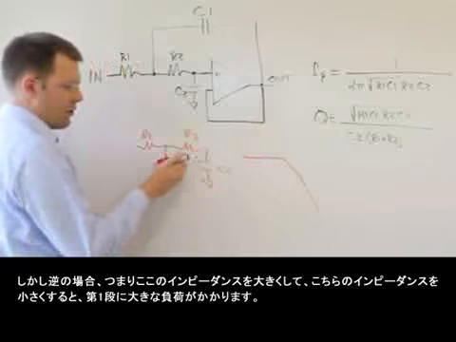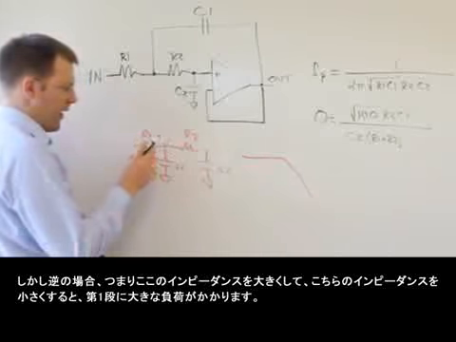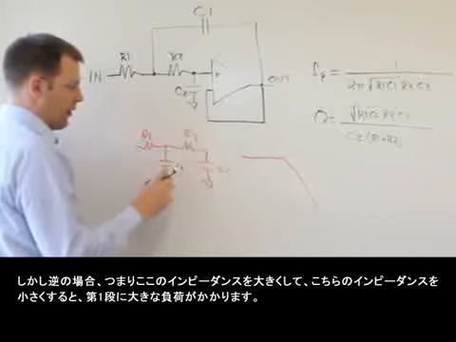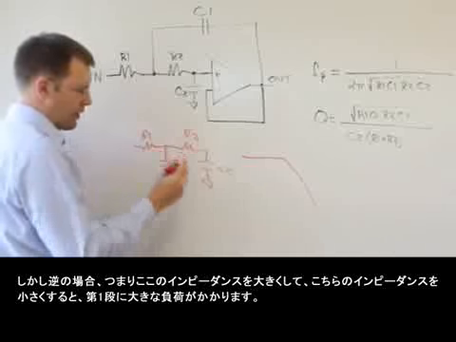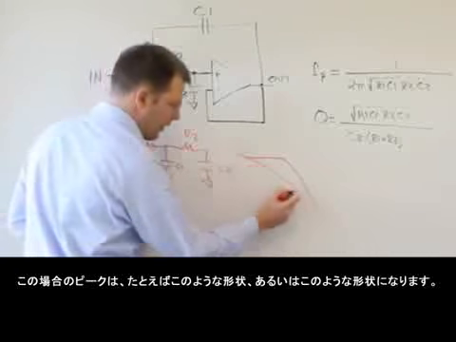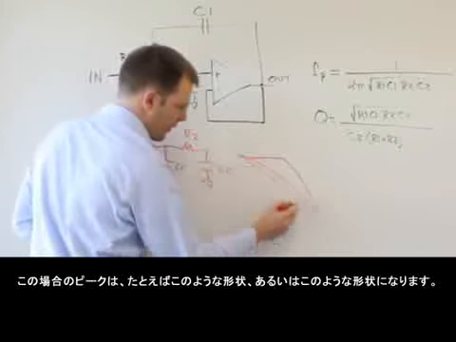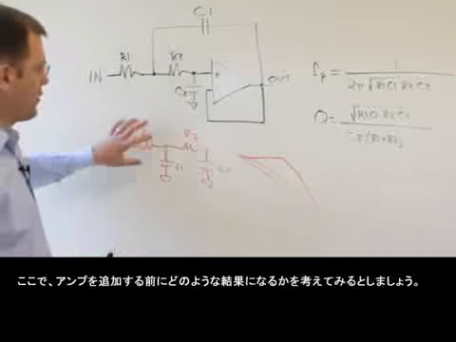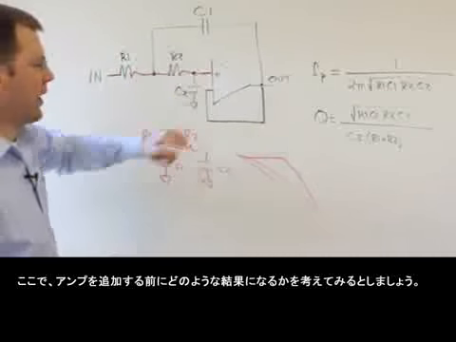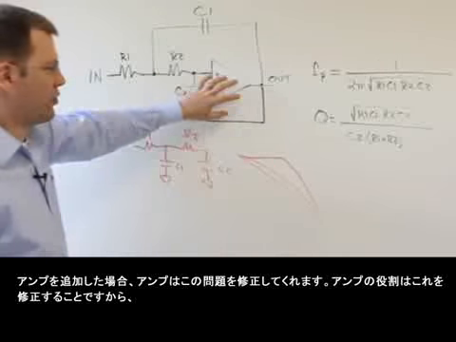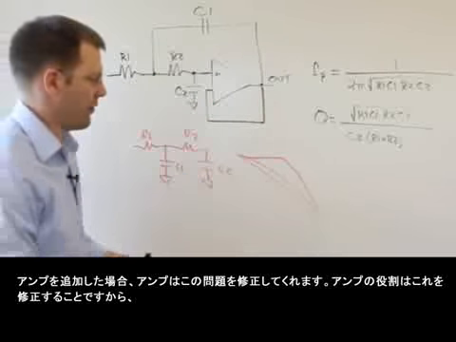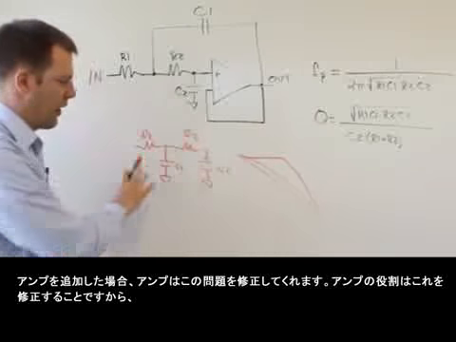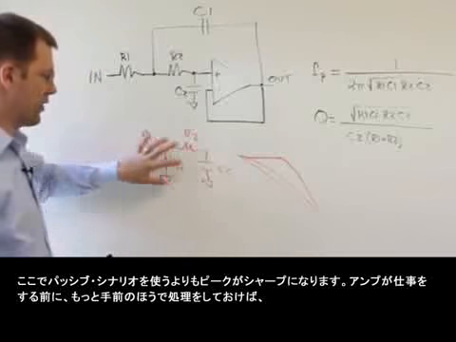But if you did the reverse, if you had high impedance here and low impedance here, then this would load the first stage a lot. And so now you're going to get something, a peak, say, something like this or this. And so if you imagine that's kind of what you get before you add the amplifier. When you add the amplifier, the amplifier's job is to kind of fix this. The amplifier's job is to fix it so you get a nice, sharper peak than you can get just by using this passive scenario here.